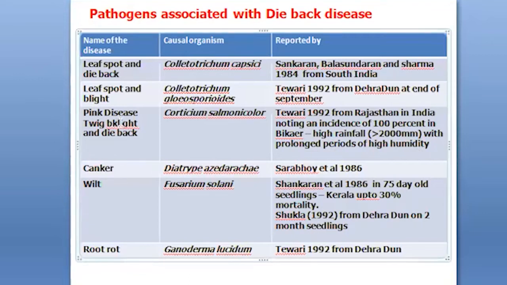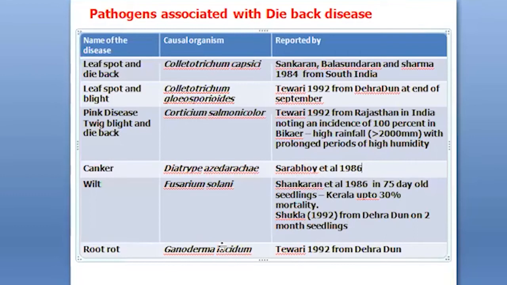And then we also have canker. This is a Dileep Reddy, which was first reported by Sarbhoy et al. in 1986. He is also from IRA. And wilt, Fusarium solani. So if you see this wilt, mostly this occurs. This was first reported from Kerala, and almost 30% mortality was there. And mostly this was observed in 75-day-old seedlings. And Shukla also reported it in 1992 from Dehradun in 2-month-old seedlings.